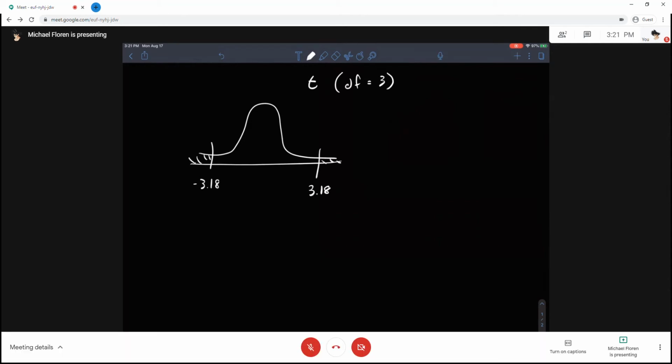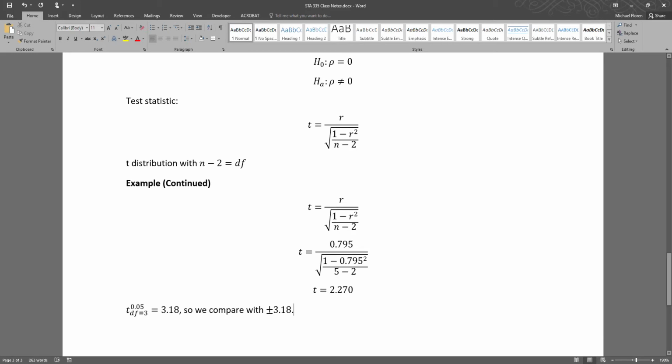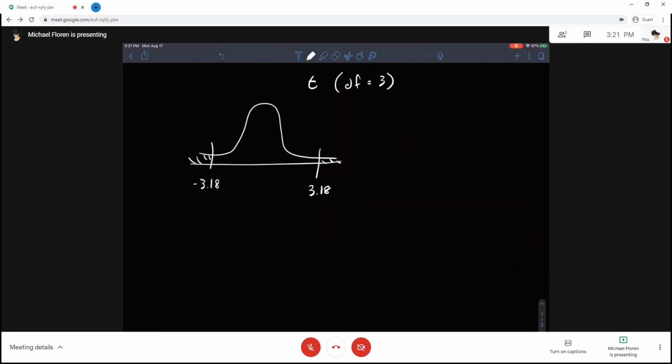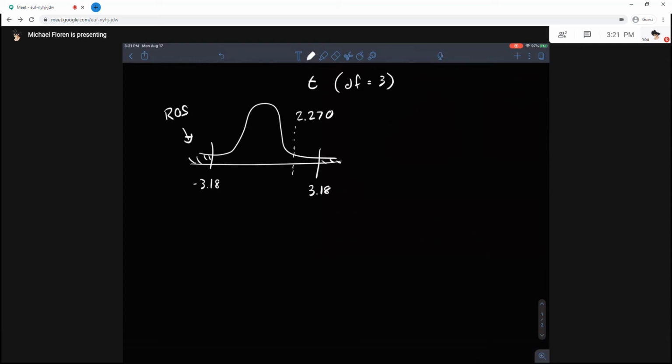The value that we're seeking to test is 2.270. So 2.270 on this graphic would fall roughly here. Looking at our regions of significance on either side of this graph, we see that 2.270 is not in one of the significance regions. It falls in the non-statistically significant region, so we would declare not statistically significant.